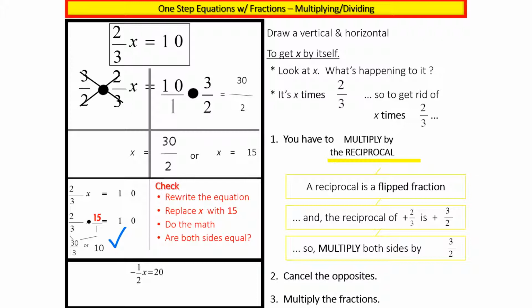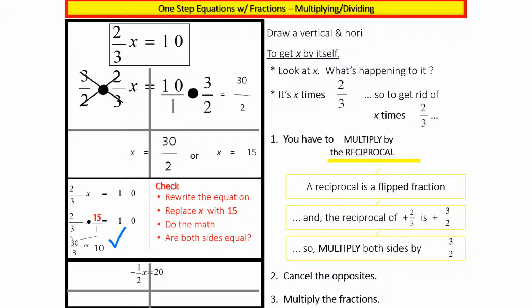Now, underneath, there's one more example of this type of equation, but in this case, our fractional coefficient is negative. The good news is the technique won't change. So step one, after we've drawn the vertical line and the horizontal lines, we have to examine what's happening to x. Well, what's happening to x is that it's being multiplied by negative 1/2.